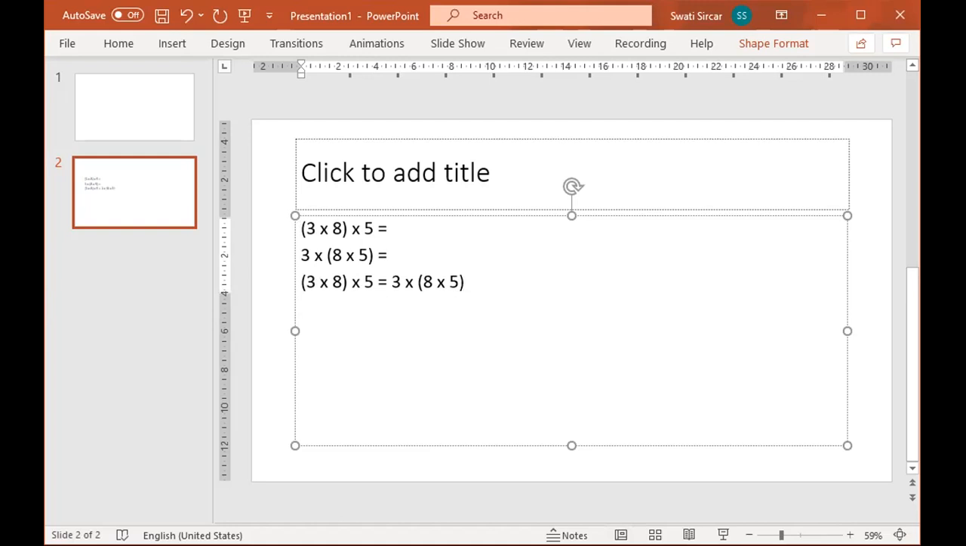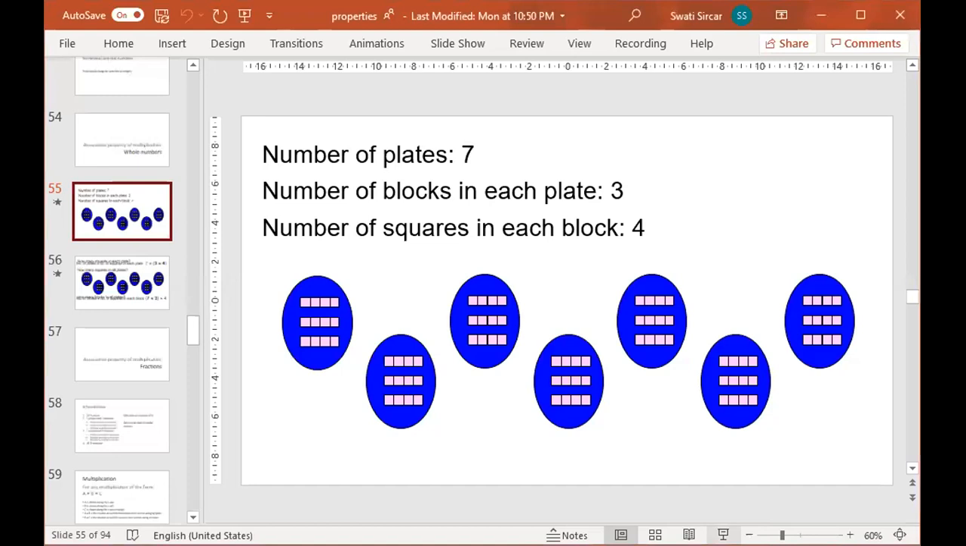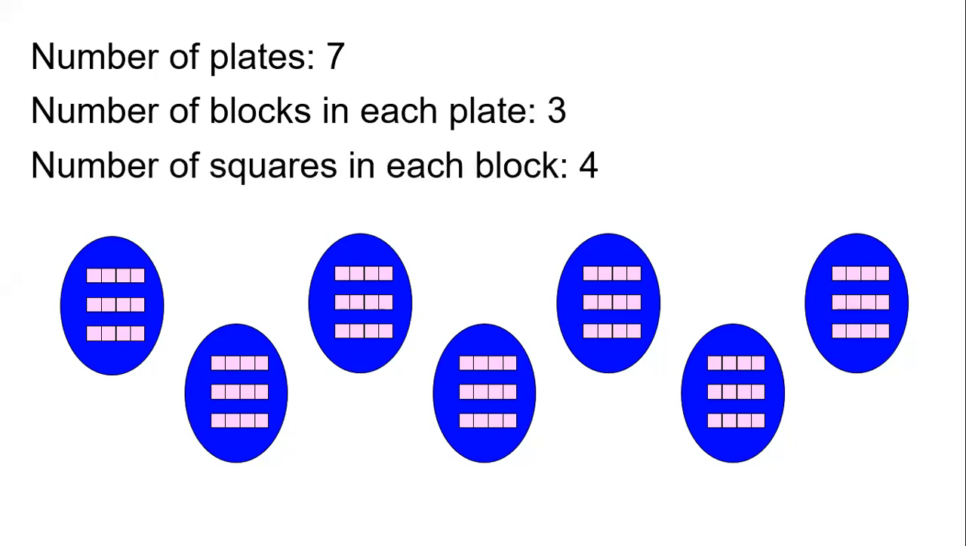Okay. What other option is there? You have to basically create a model which generalizes this and which will work for any three natural numbers. Okay. And let me share that. It comes from the pullout. So you see these are plates with some blocks. Each block has a certain number of squares. Okay. So we have 7 plates and 3 blocks in each plate and 4 squares in each block.